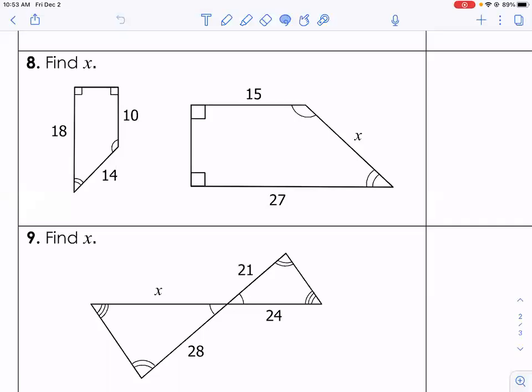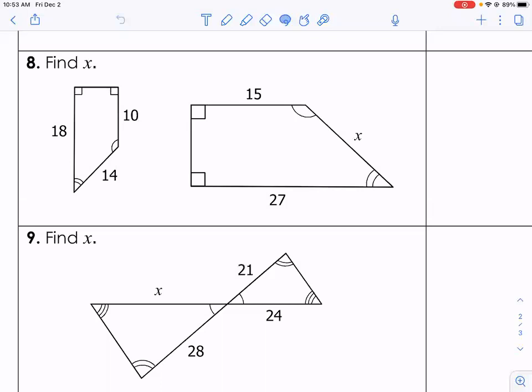Go ahead and turn back to page 16, which you shouldn't have to turn at all. But we're going to look at number 8. What I would like you to do is identify 2 sets of corresponding sides with these figures. We have to figure out what X is.